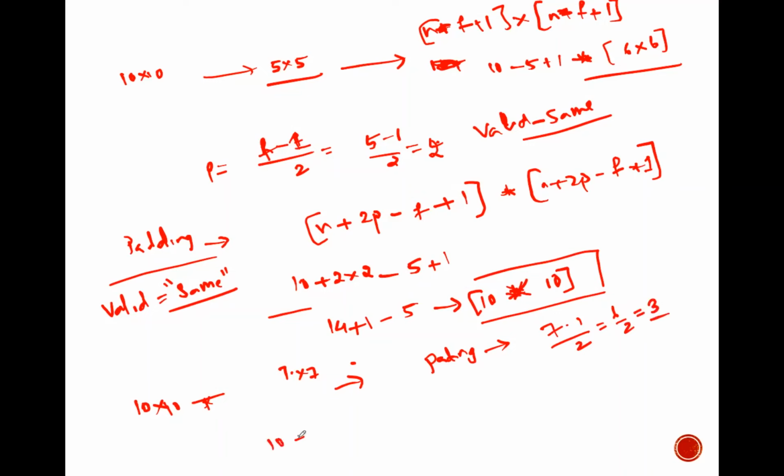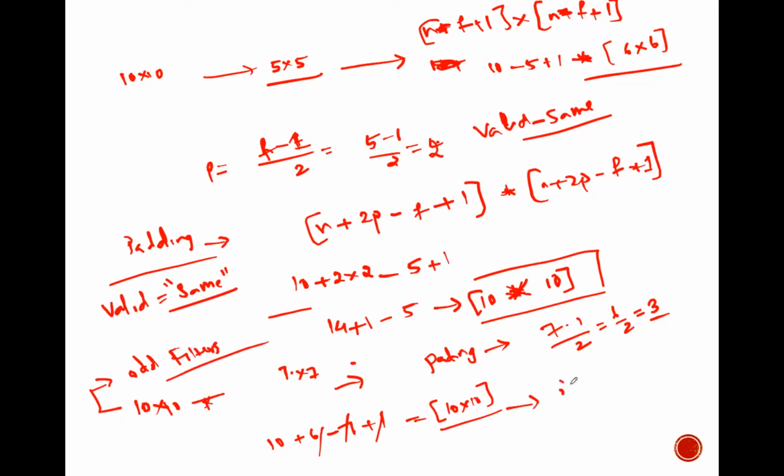Upon 10 plus 6 minus 7 plus 1. This 7, 7 gets cancelled. So I got 10 by 10. Clear? So your odd filters are able to bring back your original dimensions, right?